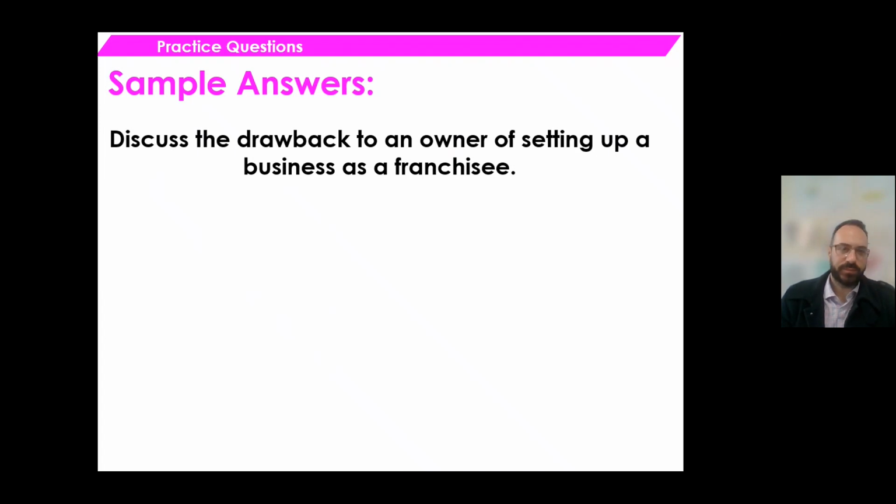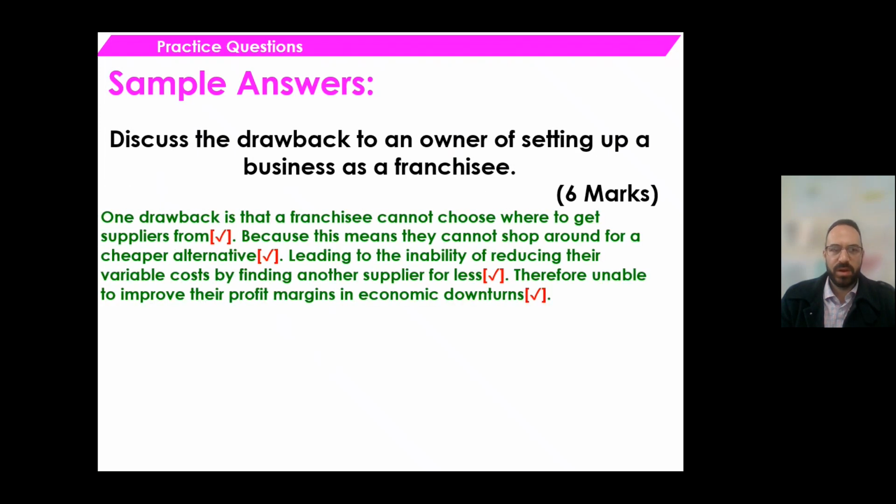So discuss the drawback to an owner of setting up a business as a franchisee. So this was a 6-marker, so you needed the 2 BLTs. So one drawback is that a franchisee cannot choose where to get suppliers from, because this means they cannot shop around for a cheaper alternative, leading to the inability of reducing their variable costs by finding another supplier for less, therefore unable to improve their profit margins in economic downturns.